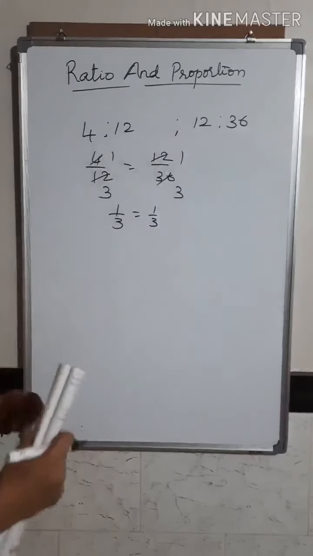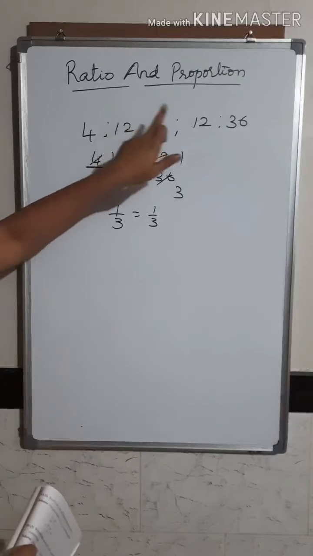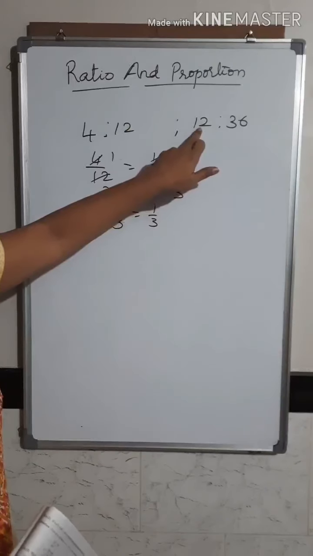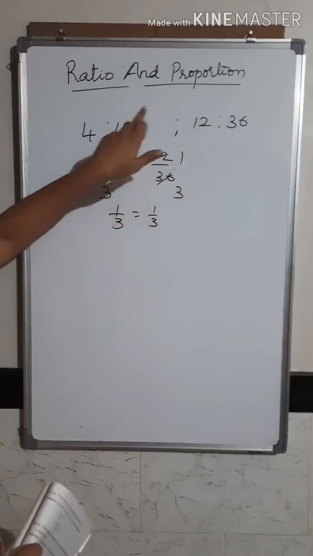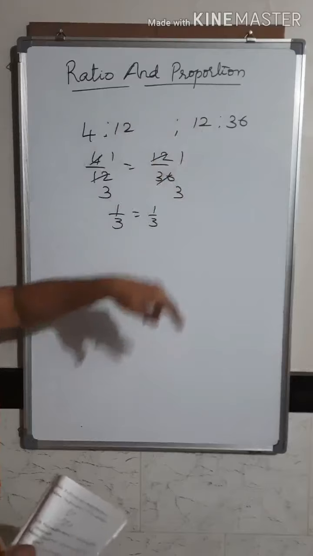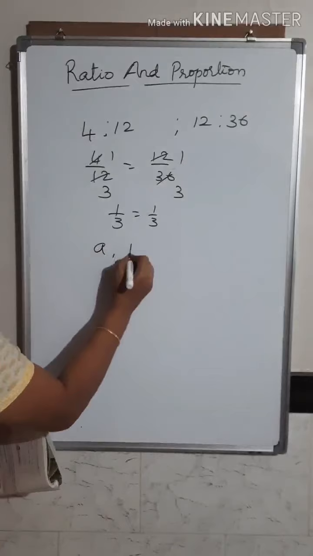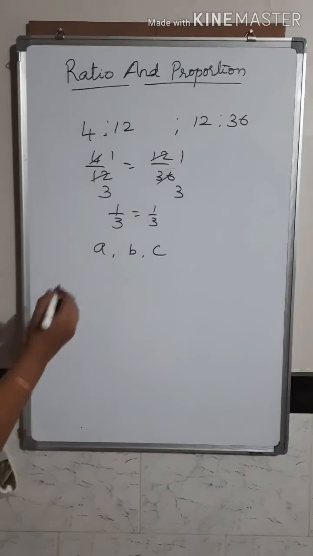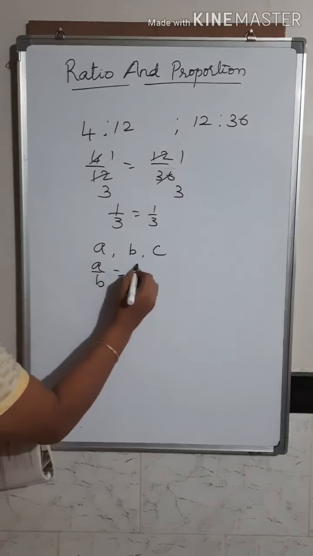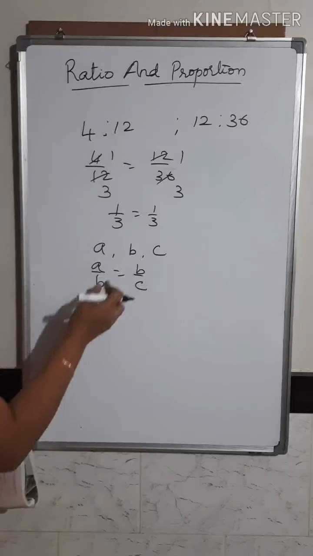Here, when you look at these ratios, the second term of the first ratio is equal to the first term of the second ratio. Ratios where the second term and the first term are equal are called a continued proportion. In general, if A, B, C are three terms and A upon B is equal to B upon C, then they are said to be in continued proportion. So you have got the terms to be equal.